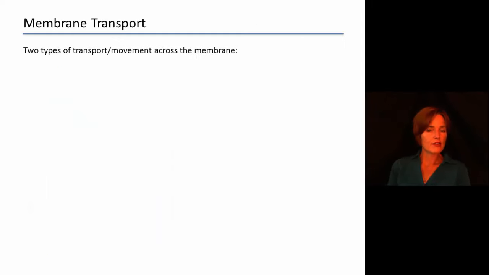Movement across the membrane is going to fall into two categories. So there's two types of transport. The first one is passive processes. Passive is just like it sounds. With passive, it's something that just kind of happens on its own. We don't really have to force it along.